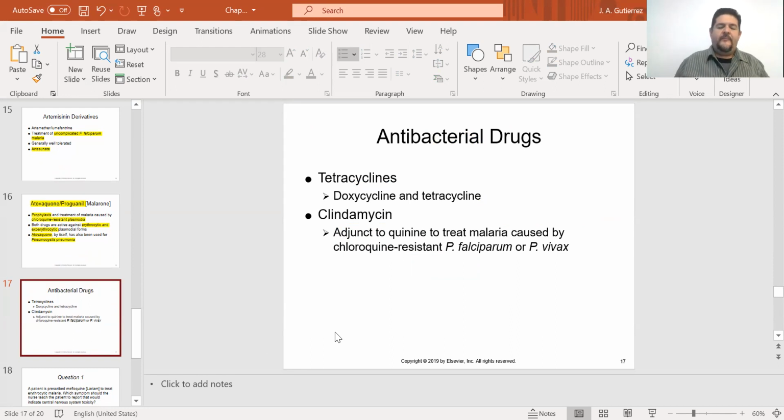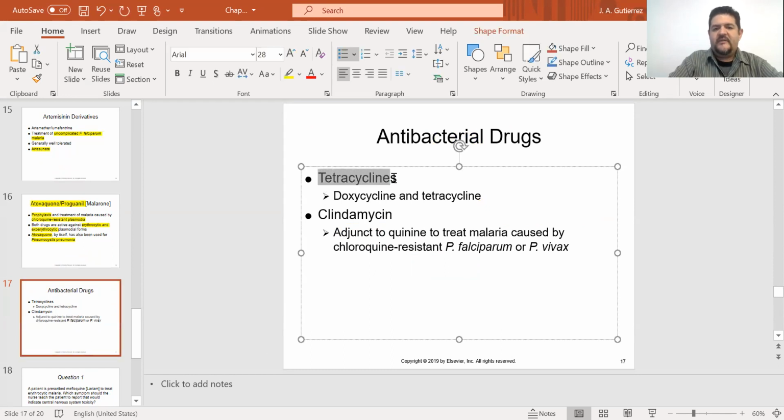Even though malaria is a parasite infection, a protozoa, we have noticed that tetracyclines like doxycycline and tetracycline can be used with the antimalarial drugs, and we have a better effect and less resistance against the treatment.